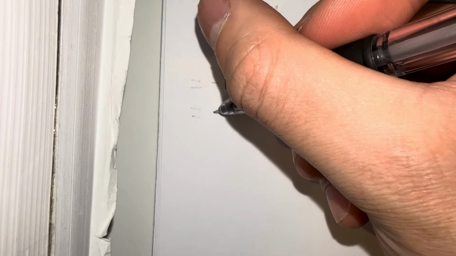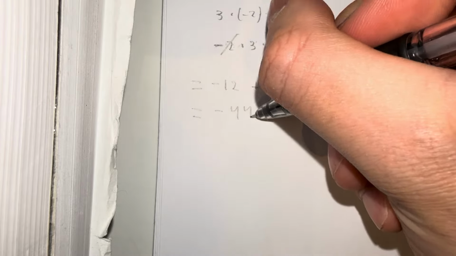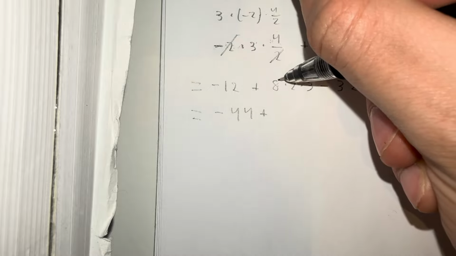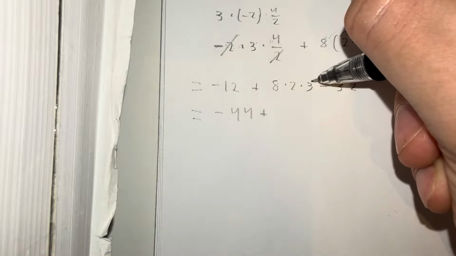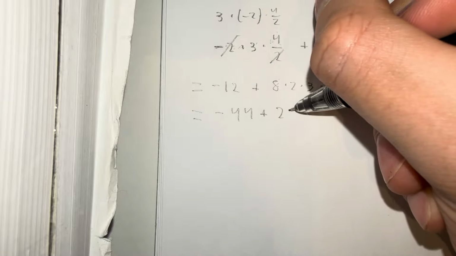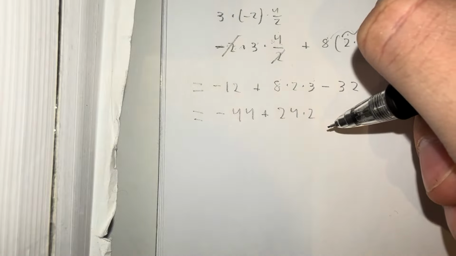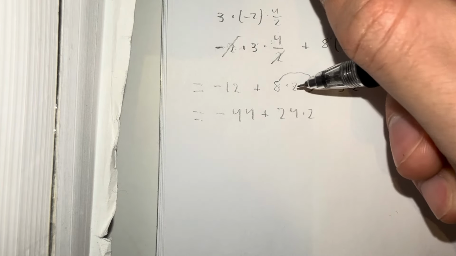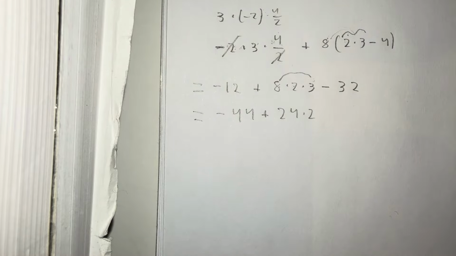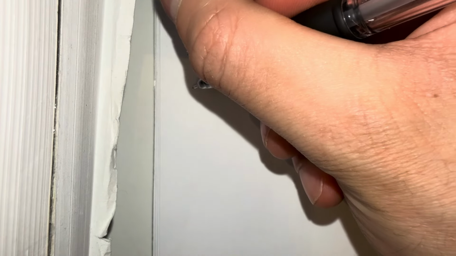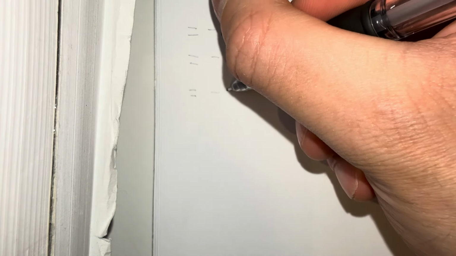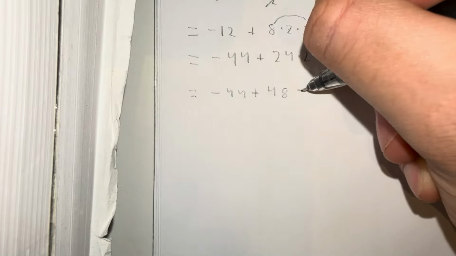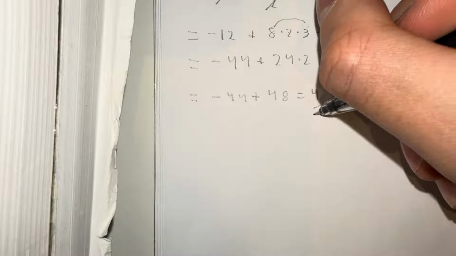-12, -32 becomes -44. Plus 8 times 2. Actually, let's do 8 times 3 first. 8 times 3, that's 24. And then we do multiply by 2. So I did those first, and then this. The order of how you multiply the factors in doesn't matter. -44 plus 24 times 2, that's 48, which adds up to 4. That's the final answer.